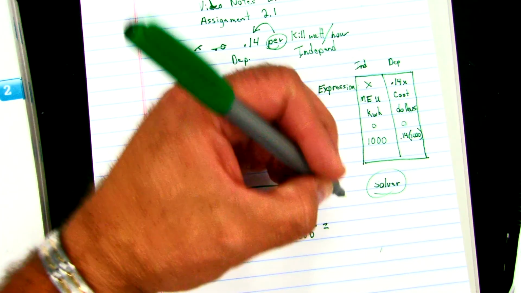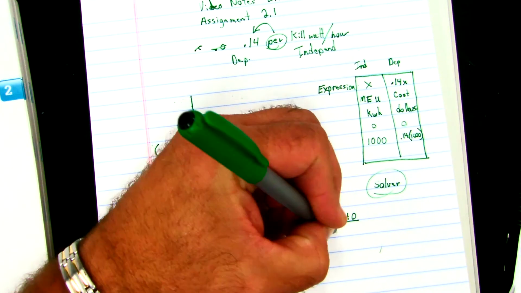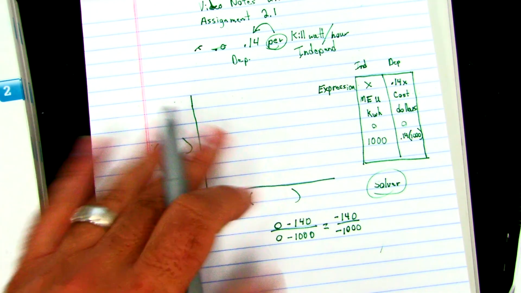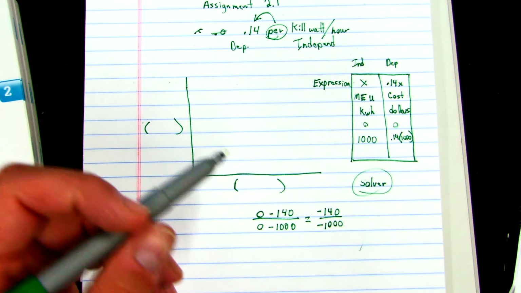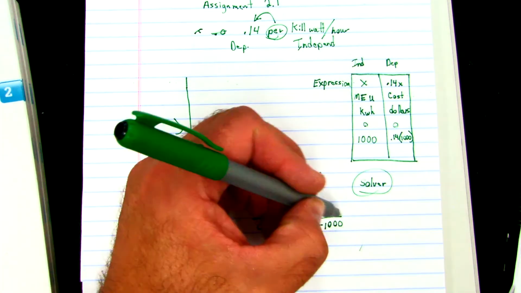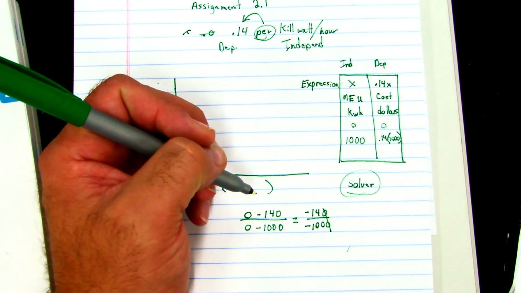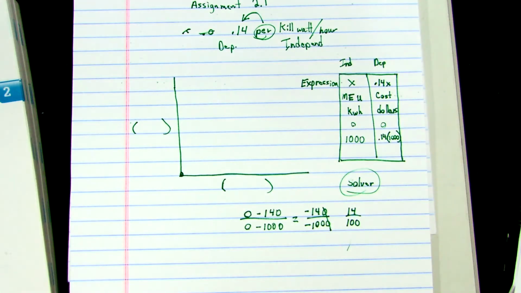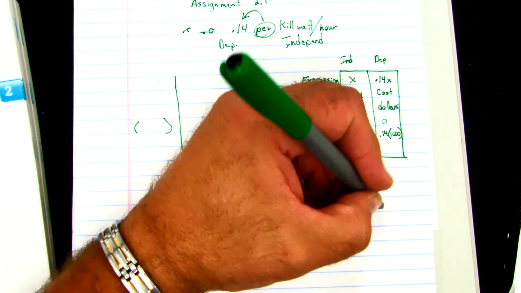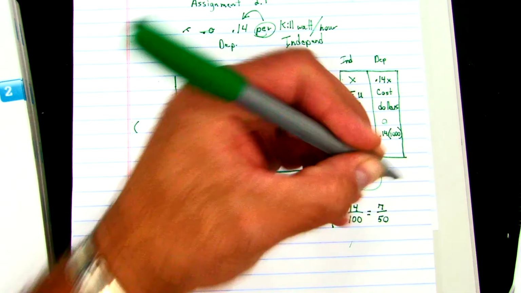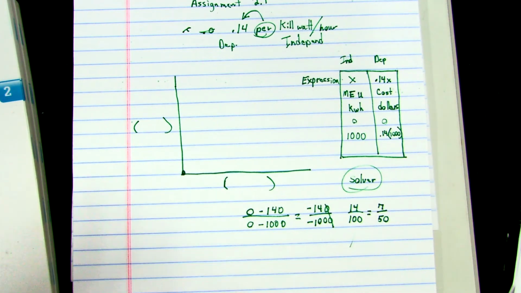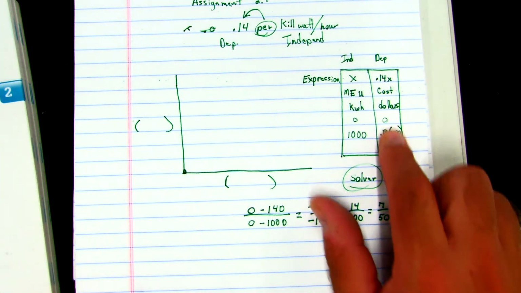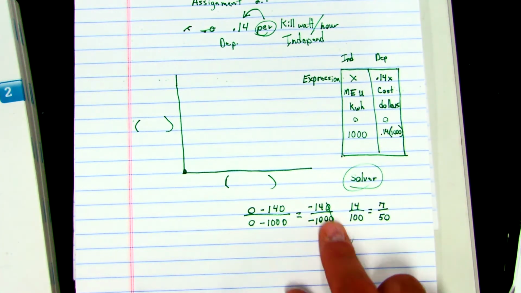When you subtract those, you get, and you should know that two negatives make a positive. Now this is what your calculator won't do. But you have to know that you can reduce this. This is 14 over 100. And then you reduce it again, and it becomes 7 over 50. This is the math you should already know how to do. This is called rate of change. The dependent changing and the independent changing.